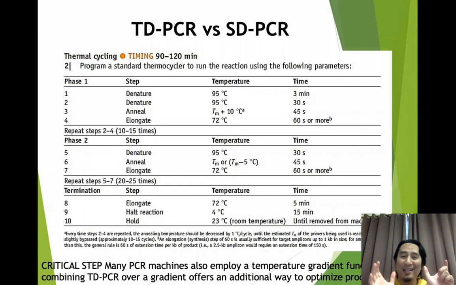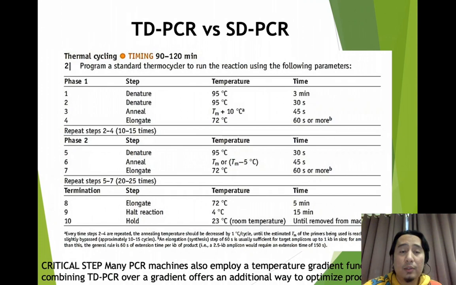If you lower the annealing temperature, it increases the binding toward the target, toward the gene, but it also increases the primer binding to the non-specific sites. That is the drawback. So in TD, touchdown PCR, they want to find temperature optimized conditions for the primer to bind to the target sequence.